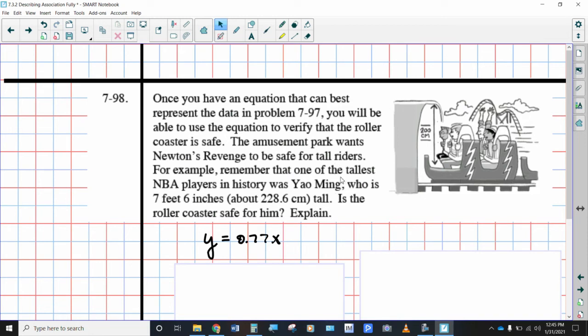So would this be safe if this is the general rule for all people? Would it be safe for someone like Yao Ming? It says once you have the equation that can best represent the data in problem 97, you will be able to use the equation to verify that the roller coaster is safe. The amusement park wants Newton's Revenge to be safe for all tall riders. For example, Yao Ming, who used to play for the Houston Rockets and then the Toronto Raptors for a short period of time, was 7'6", which if you convert that to centimeters is about 228.6 centimeters tall. So would he be safe?